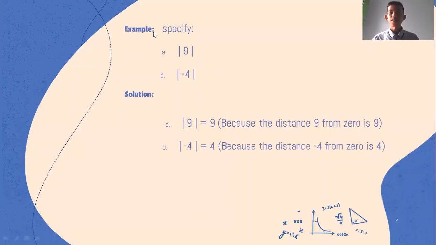For example, determine A, |9|, and B, |-4|. Solution: A, |9| = 9 because the distance of 9 from 0 is 9. And solution for B, |-4| = 4, because the distance of -4 from 0 is 4.